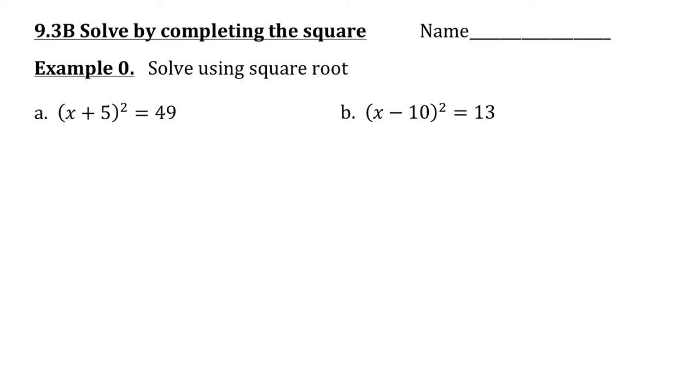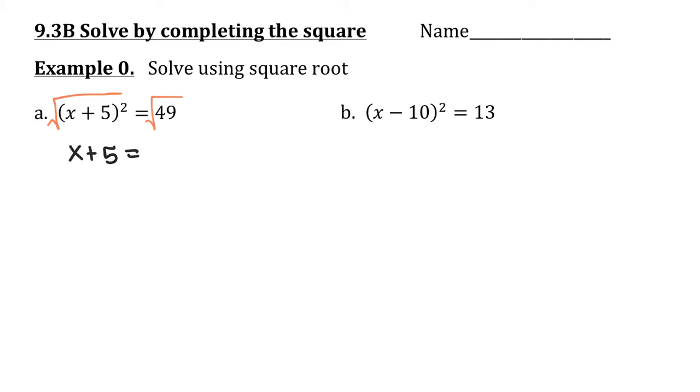So for example 0, I'm going to solve using square root. We can see the fastest way to cancel the squared is to square root both sides. If I square root both sides, the square root is canceling this little squared here, so I'm going to bring down the x plus 5.